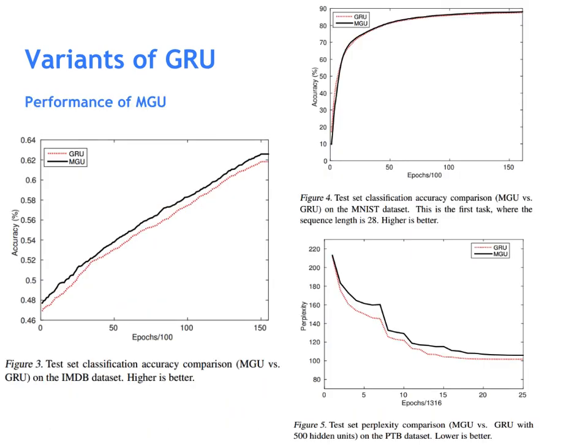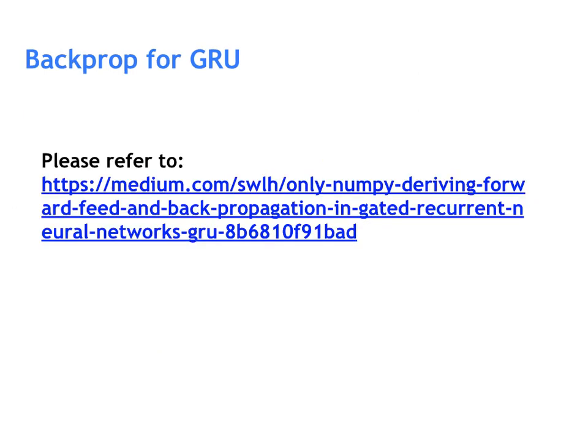But the results show that MGU has comparable results compared to GRUs, and in some tasks, they have a slight advantage. So really, you can experiment and find some modifications that work better than GRU. And for those who'd like to know about backprop for GRU, you can refer to this post. It's very similar to backpropagation through time we talked about last time.